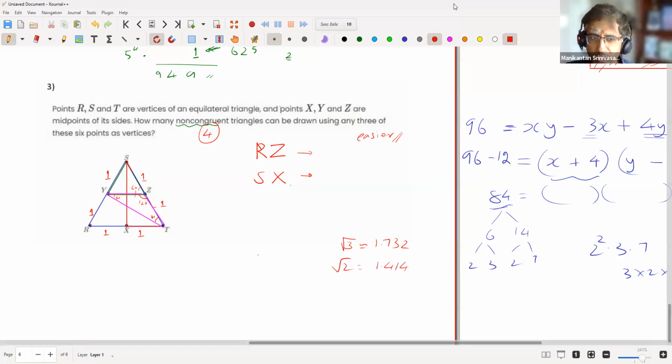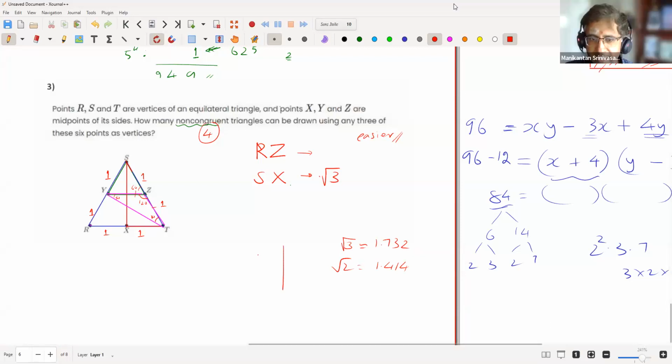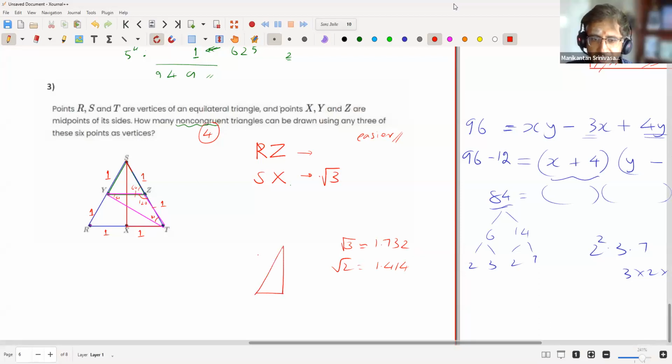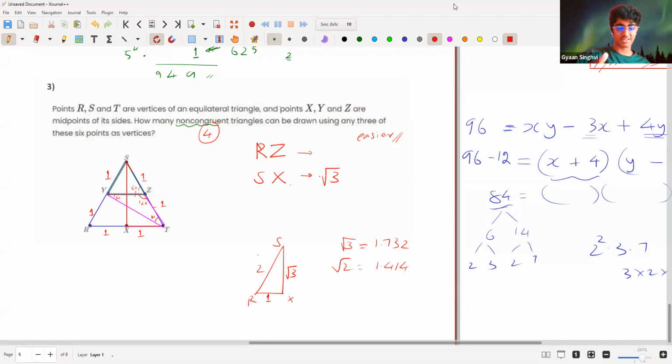But tell me in terms of root itself, what is SX? So they're both the same. Okay, maybe. But what is the length of SX? √3. RZ and SX both will be √3. Yeah, √3 exactly. So SX at least is very clear, right? It's a right angle triangle with this 2 and this 1. 1 is to √3 is to 2. Do you agree?